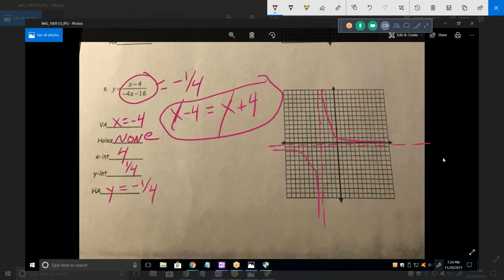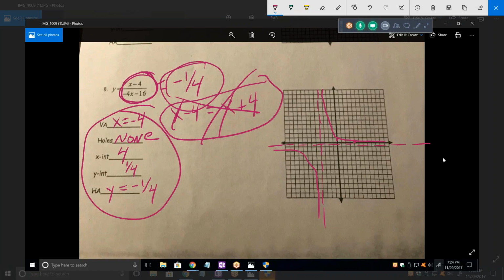If I cross the x's out, then I get minus 4 equals plus 4. That's impossible. x minus 4 cannot be equal to x plus 4. So that right away tells me that this function is never equal to minus 1/4, which means it never crosses that horizontal asymptote. Otherwise, it would be equal to negative 1/4 wherever it crossed it. And I can be 95% confident that I've got the right graph, and I've answered all their questions.